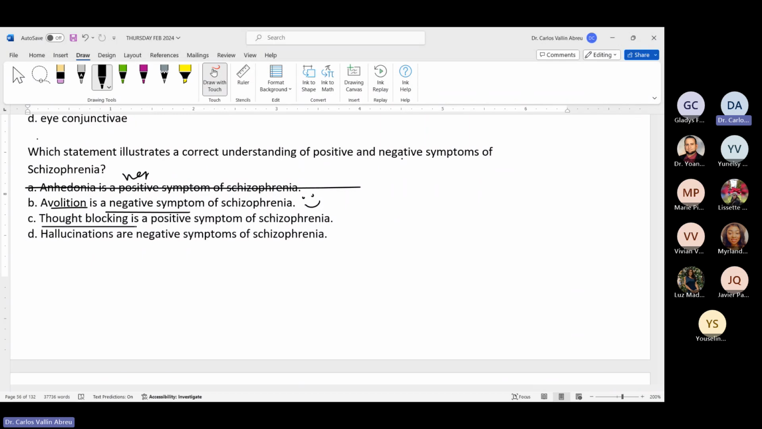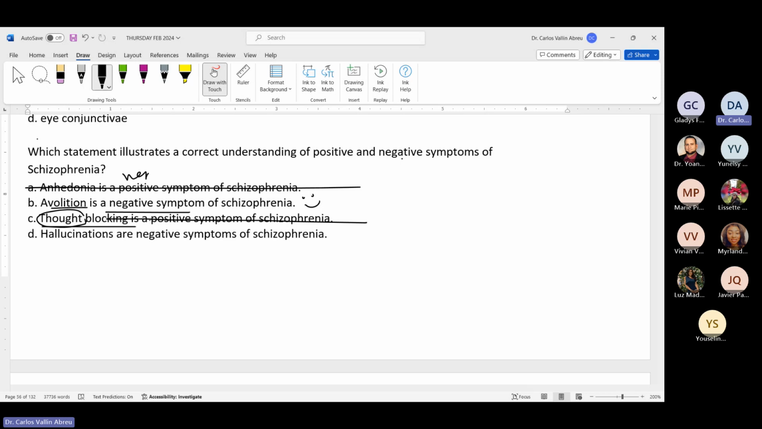Thought blocking is when the client, because of the schizophrenia, says they cannot think about something or an area because they feel that something or somebody is blocking the thought in the mind. So thought blocking is the loss of capacity for some kind of thinking. So it is a loss. It is a negative symptom. So it is wrong. It's described here as positive.